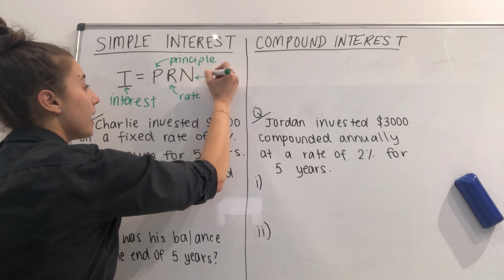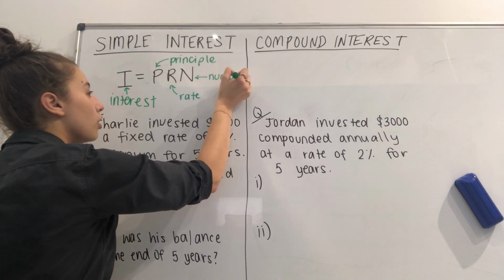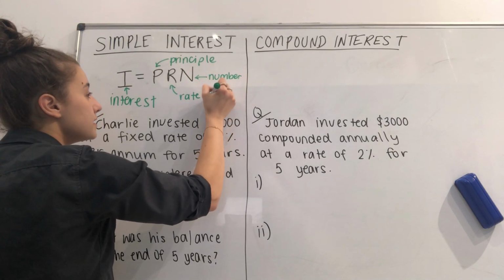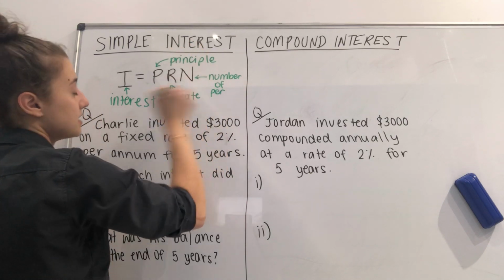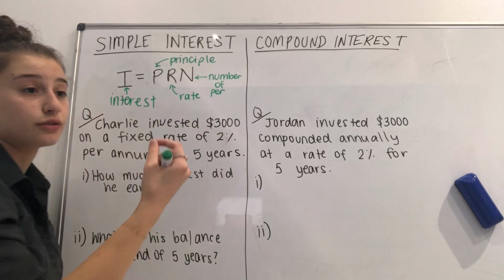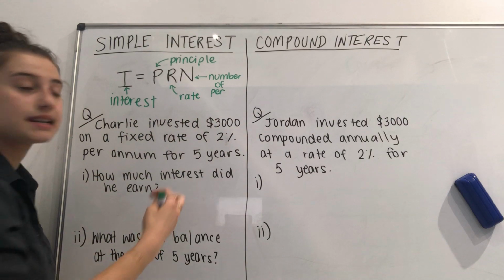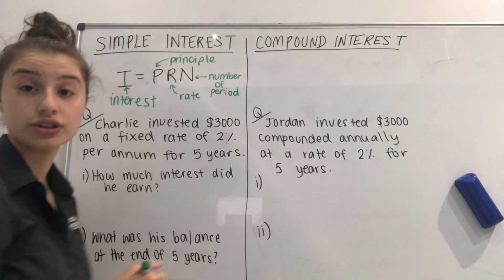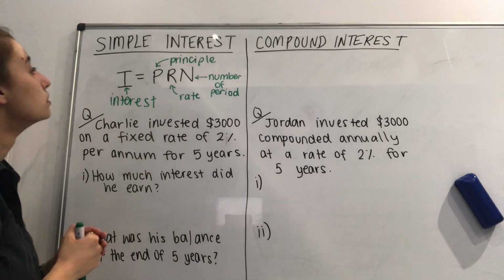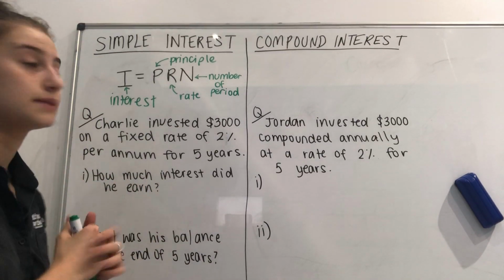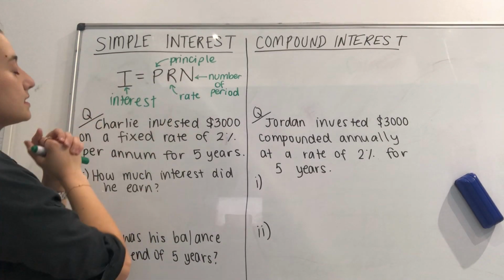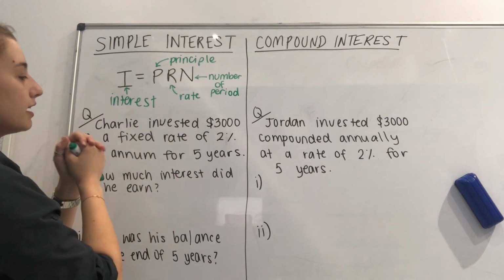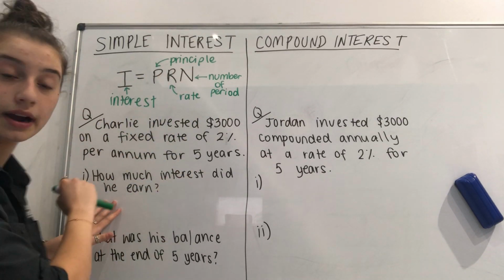And then you've also got N, which stands for the number of periods, okay? So is this principal being invested at a rate? Is it only being invested for a year, for a month, 5 years, 10 years, and all of that will dictate how much interest comes out of the loan or of the investment. So now that we've dissected this formula, I equals PRN, let's use this question to put it to practice.